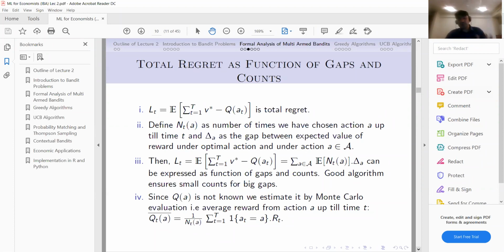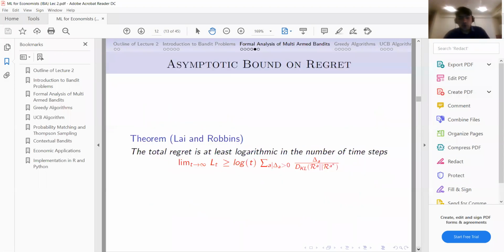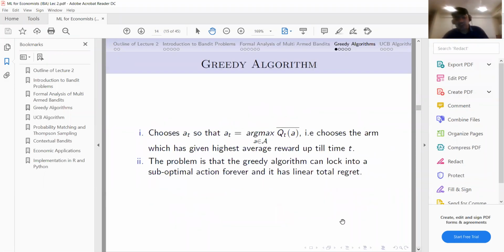Over time, you observe the rewards as you keep on taking actions. So you could take an average, for each action, of the rewards that you've got from that action up till time T. The greedy algorithm says you simply maximize this thing. The objective is to choose an action profile or a policy over time. How do you choose these arms over time? That is the objective of the algorithm.